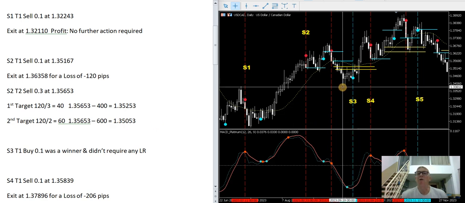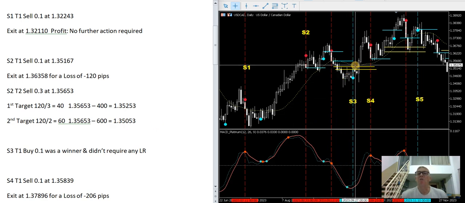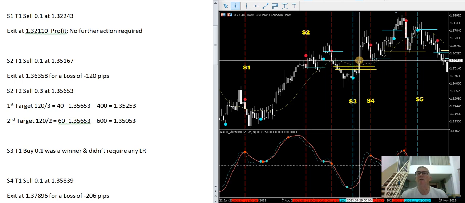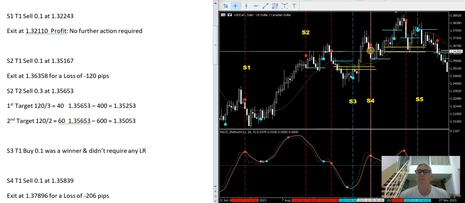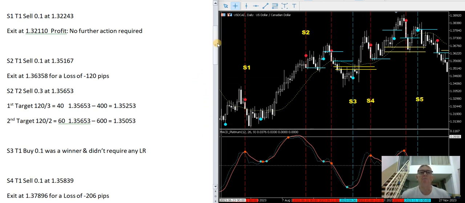Sequence 3 was a buy. Good buy. Price closed below the SMA 20, popped up nicely. Once it closed above it, you start doing some trade management and trail this up. You couldn't have lost on that. Sequence 4.